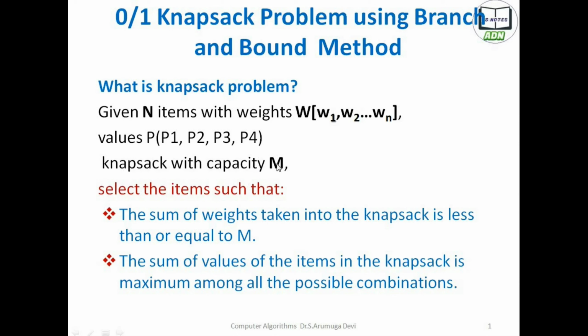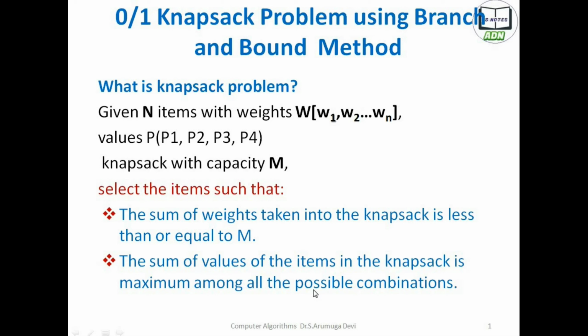When you are selecting the items, what things do you have to follow? The sum of weights taken into the knapsack is less than or equal to M. At the same time, the sum of the profit values of the items in the knapsack should be maximum among all the possible combinations of objects. So this is the knapsack problem.